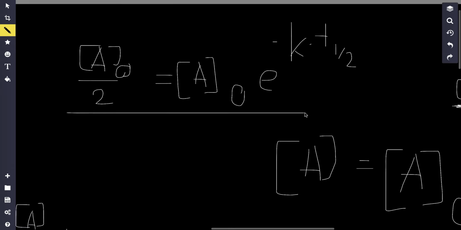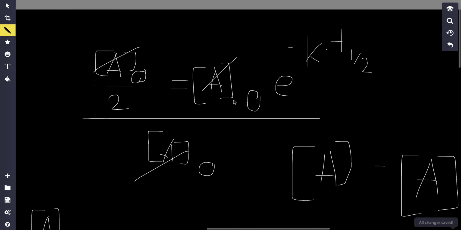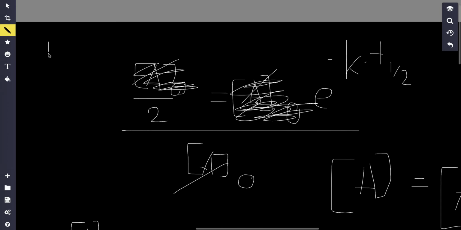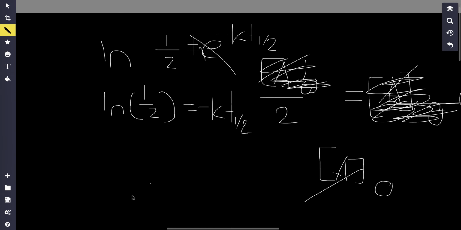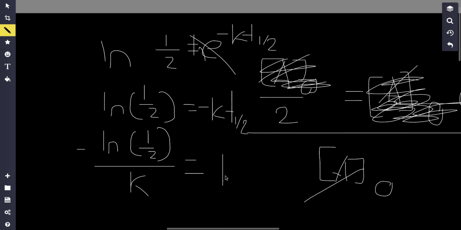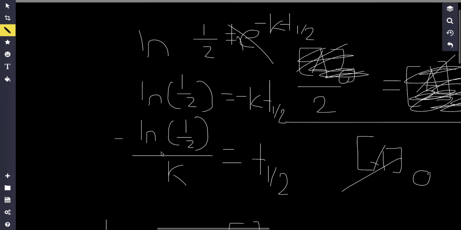Well, first of all, I can just divide both sides by the initial concentration. So notice how both these initial concentration amounts cancel out. So I'll just be left with 1/2 is equal to e to the negative k t half-life, where t is our half-life. If I take ln of both sides, this cancels out. I get ln of 1/2 is equal to negative k, and then this is going to be our half-life. So then, if I divide both sides by negative k, I'm going to get ln of 1/2 divided by negative k, and that's going to be equal to our half-life.